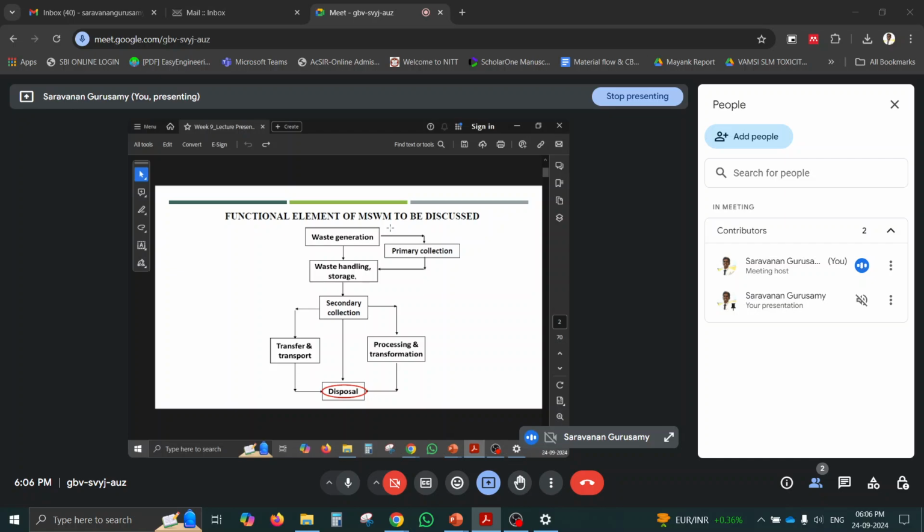Then we discussed secondary collection, that is from the transfer station to the disposal point, and how to transport the solid waste, the transfer vehicles, and the collection mechanism analysis. Then processing and transformation. In processing we discussed the physical processing techniques, and in transformation we discussed biological transformation: in aerobic we discussed windrow, and in anaerobic we discussed anaerobic digestion and different biogas generation techniques. Today we came to the final functional element of municipal solid waste, that is called disposal.